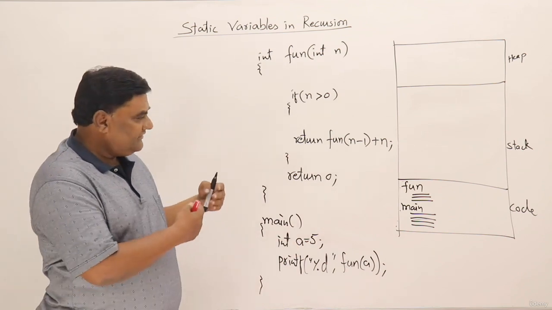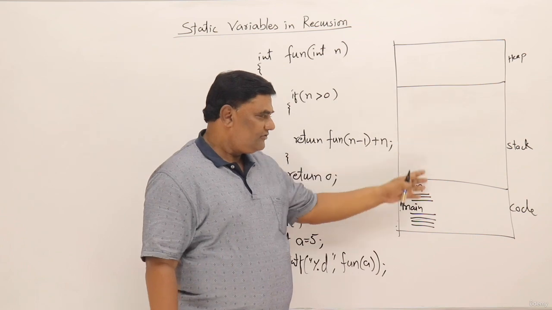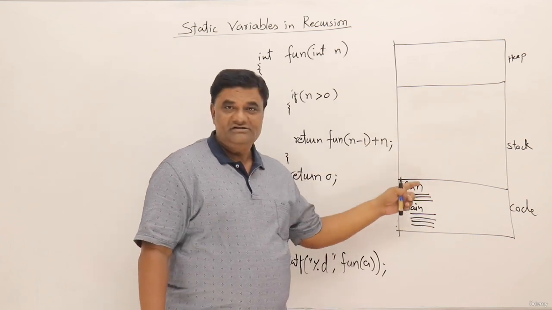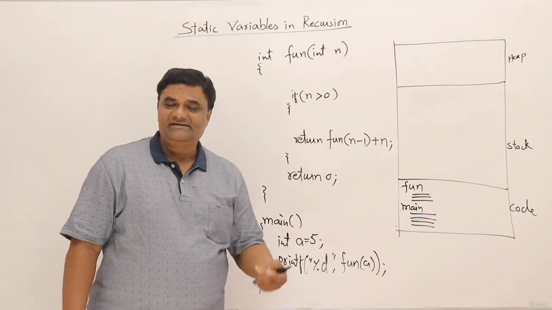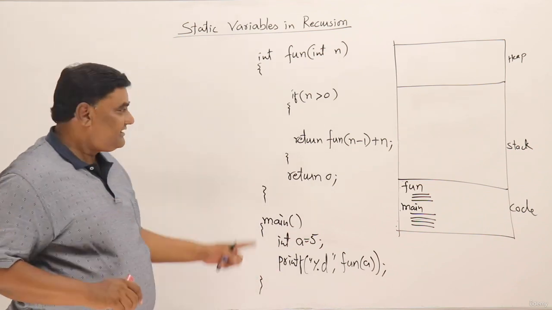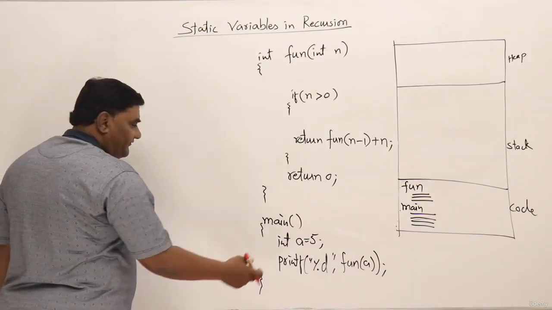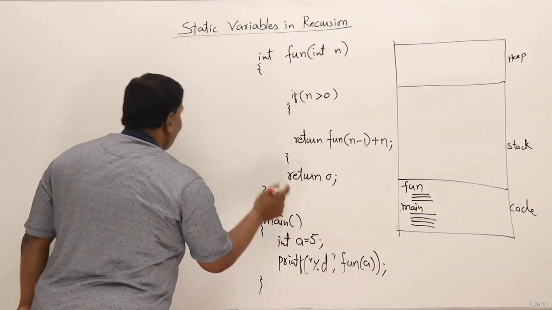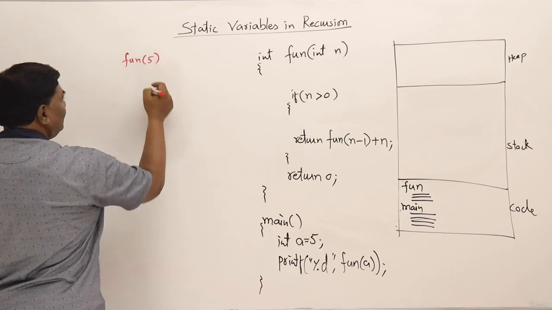Now to show how they will work inside the memory, I have already taken a diagram for the memory where I am showing the code section, where both the functions are there. Then I'll explain how the stack is used. First of all, I will trace this function for the value 5 and show you the tracing tree. First, the function is called for the value 5. So this is fun of 5.